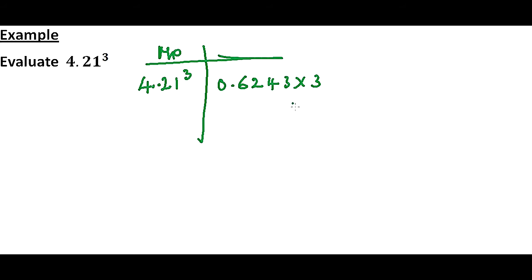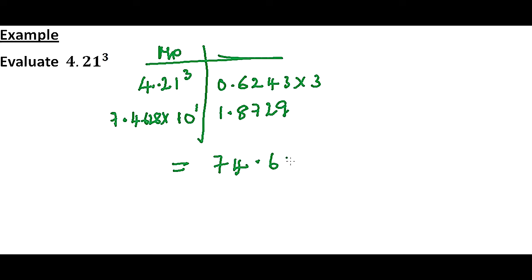So when you multiply by 3, you get 3 times 3 is 9. 4 times 3 is 12, so carry 1. 2 times 3 is 6, so we have 7. 6 times 3 is 18, so we have 8 and we carry 1. So 1.8729. The 1 represents 10 to power 1. We get the anti-logarithm of 0.8729, which gives us 7.4628. So the answer to this one is 74.628. That's how you work out that.